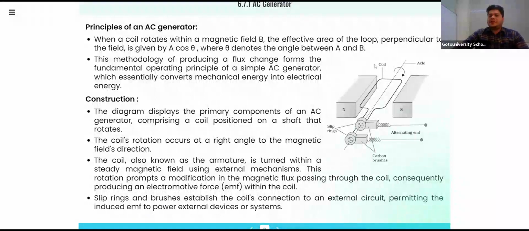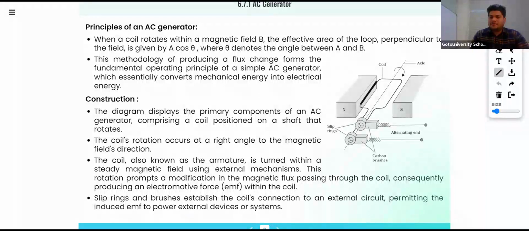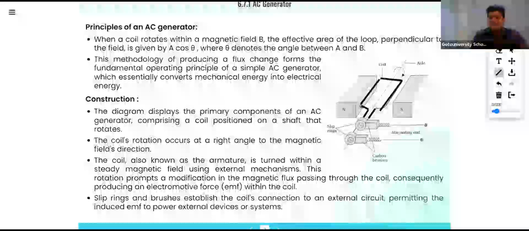See, this is our AC generator. What we have and how it works. In an AC generator, we have a coil. This coil is the armature coil. I'll highlight it with the black one. This is your armature coil.